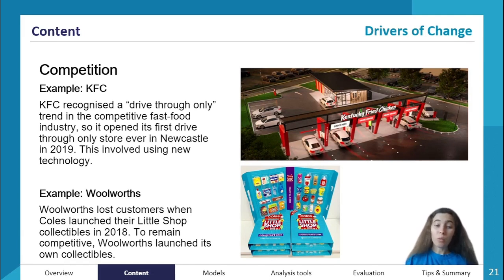Another example is Woolworths. So again, the competitive supermarket industry. Back in 2018, Coles launched its Little Shop Collectibles, which you can see on the screen there. And Woolworths actually lost quite a lot of business as a result of that because it didn't implement straight away its own sort of take on this collectibles trend. So, to remain competitive, Woolworths did end up launching its own collectibles. And since then, both businesses have had lots of different iterations of different collectibles.